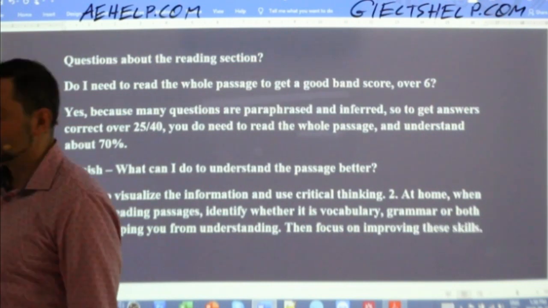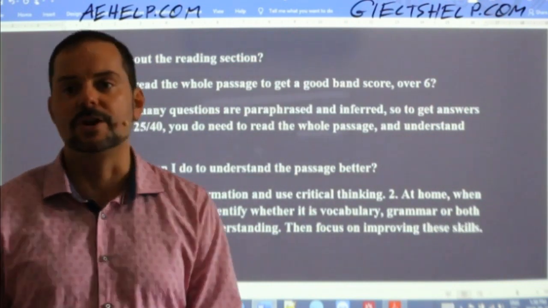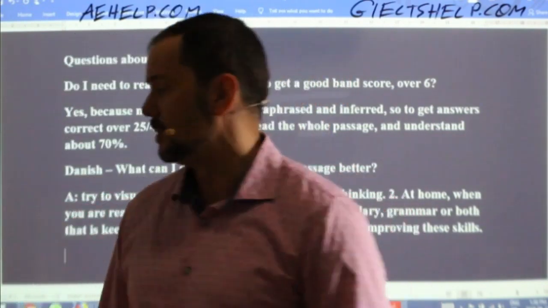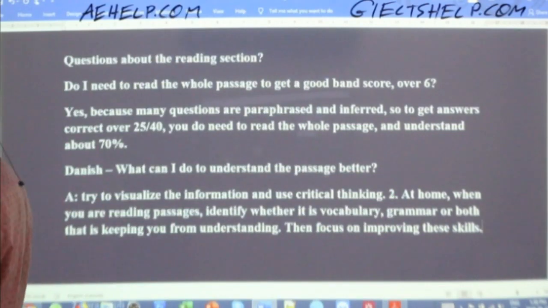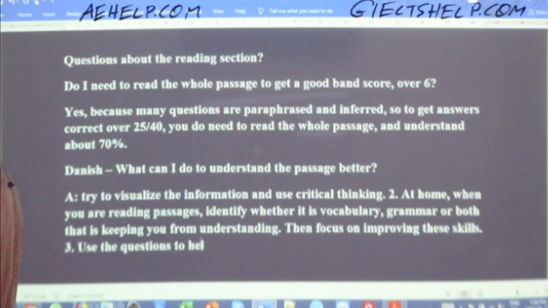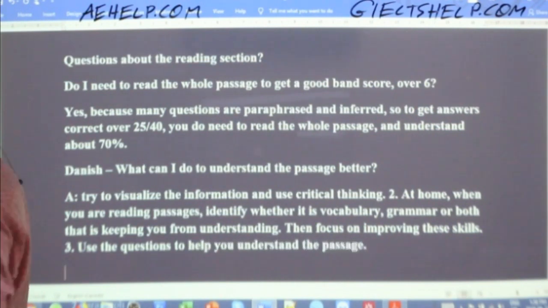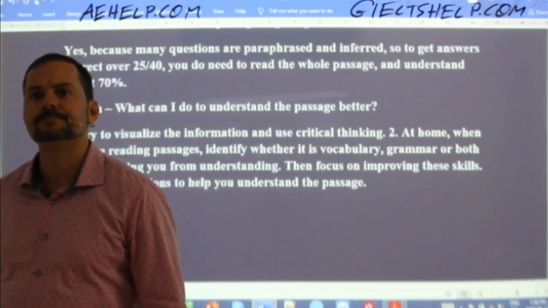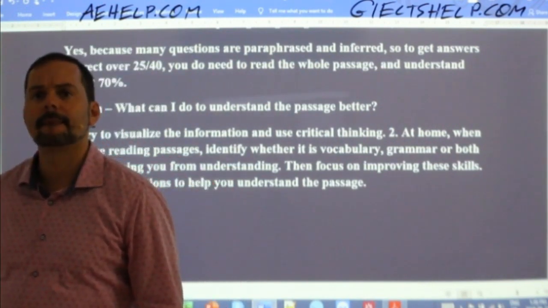Okay, so those are a couple of steps, Danish, for understanding the passage. Also, Danish, use the questions to help you understand the passage. Okay, so use the questions. This is number 3. To help you understand the passage. All right, let's see.